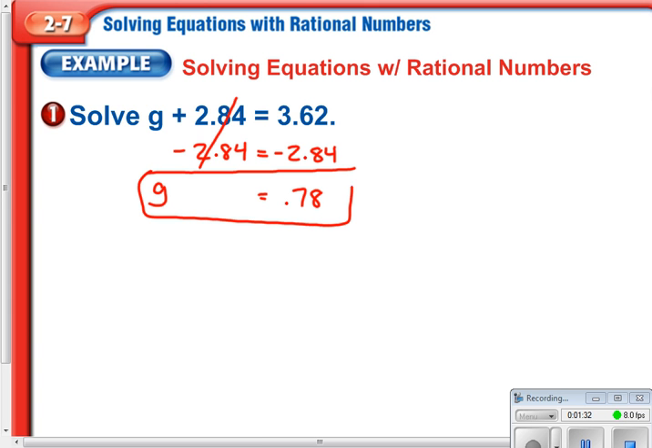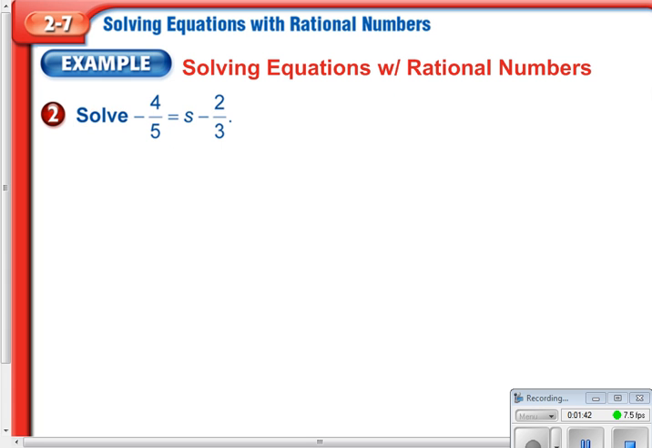Biggest thing today is when you go through your problem, if you are working with decimals, your answer is going to be a decimal, unless you have a whole number. So example 2, now working with equations. If it's not a whole number, we should have a fraction as our answer.